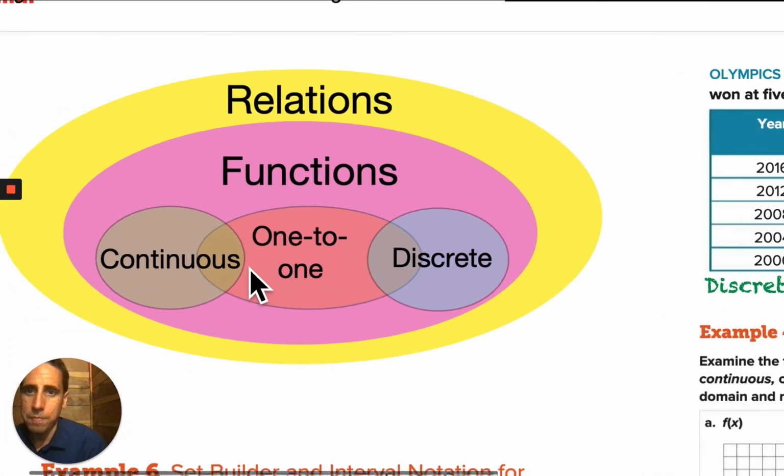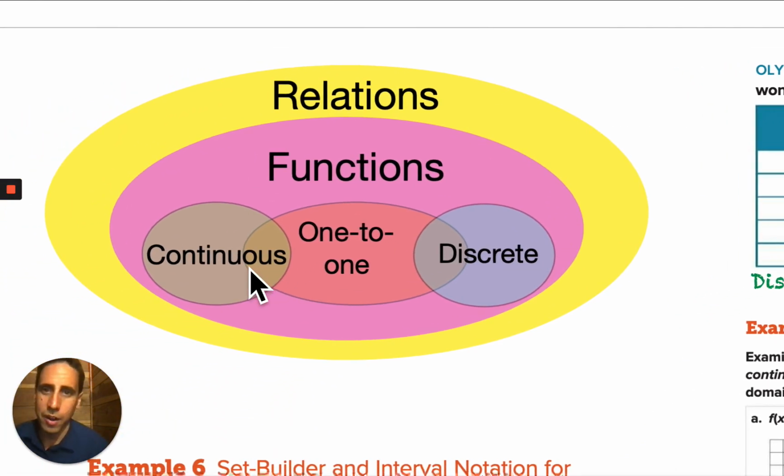So, here's a diagram that talks about the relationship between all this vocabulary. The biggest category is relations, and if you want a special kind of relation, it's a function. If you want a special kind of function, it's a one-to-one function. And also continuous or discrete are special kinds of functions. There's plenty of functions that are both continuous and one-to-one, so the overlap has plenty here. There's also plenty of functions that are both one-to-one and discrete, but you can't be both continuous and discrete at the same time.